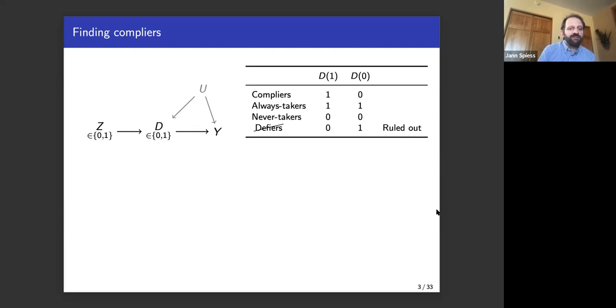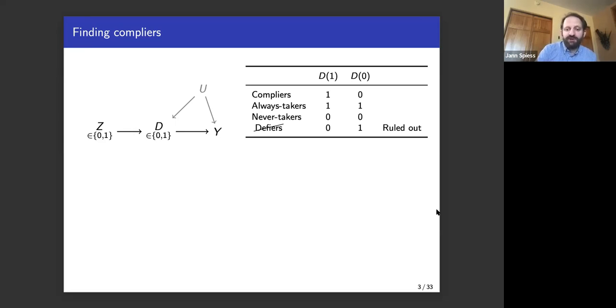And finally, there could in principle also be defiers, people who take up the treatment if they are assigned to the control group and do not take up the treatment if they're assigned to the encouragement group. And I will assume today, for most of my talk, that these don't exist and rule them out, so that basically everybody is only reacting in a positive way.